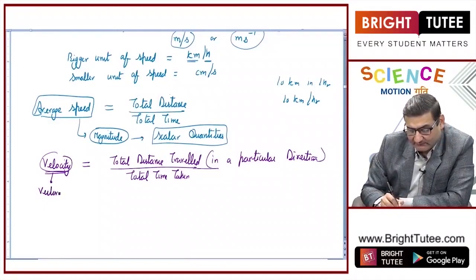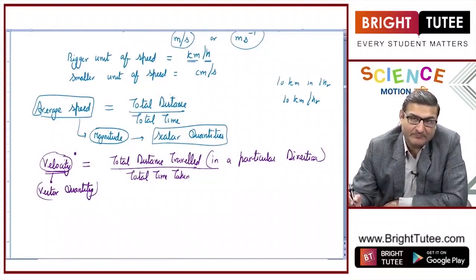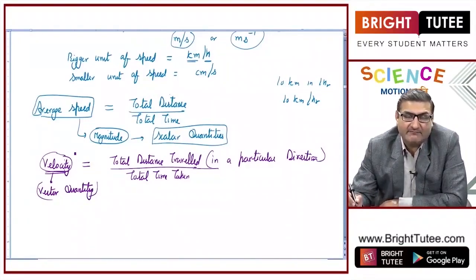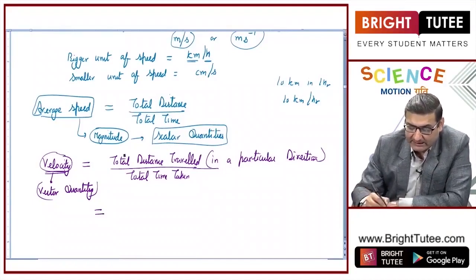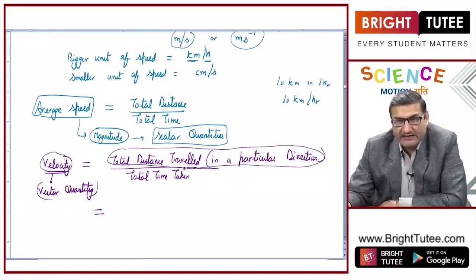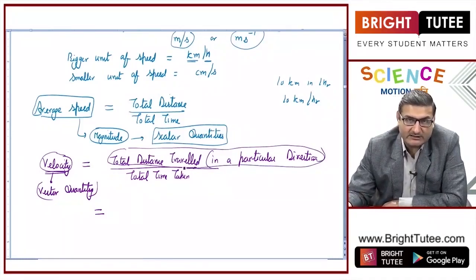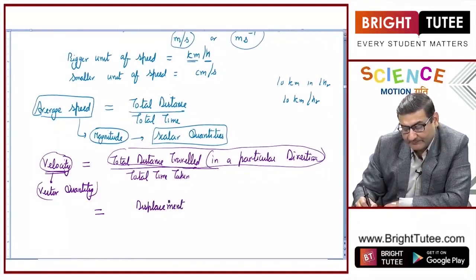is a vector quantity. Why? Because vector quantities are those quantities which have magnitude as well as direction. So speed is a scalar quantity, velocity is a vector quantity. Got it? Now if I am saying that velocity is total distance travelled in a particular direction, when we add distance along with direction, in other words, what we can say is this equals the displacement of the body, right?